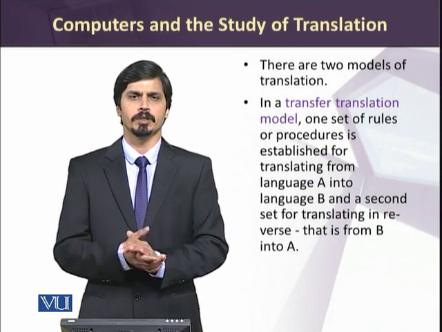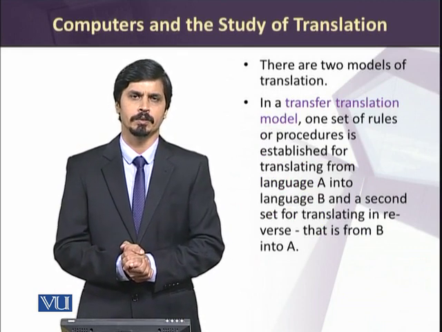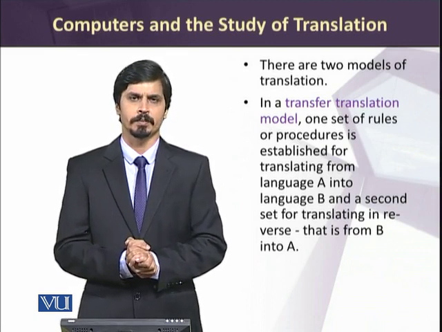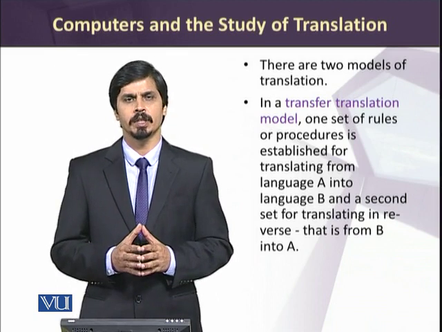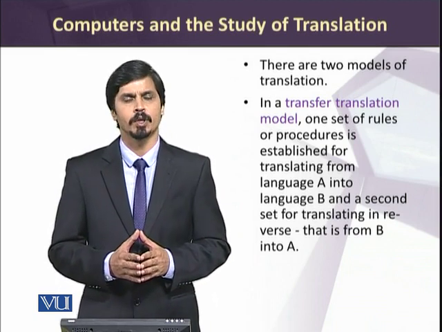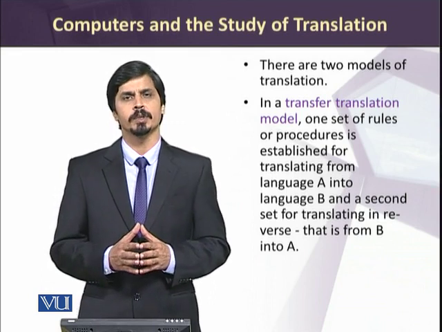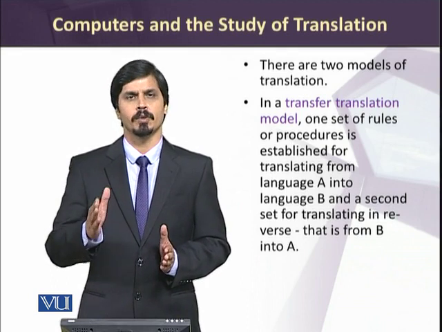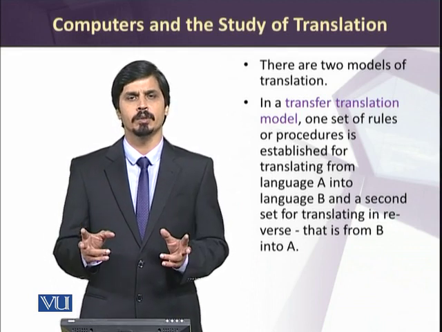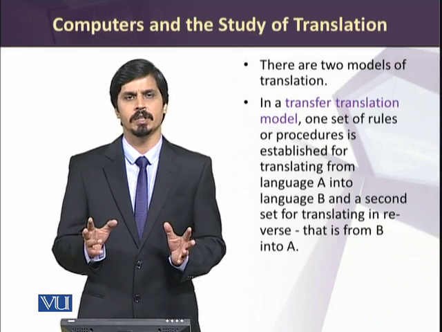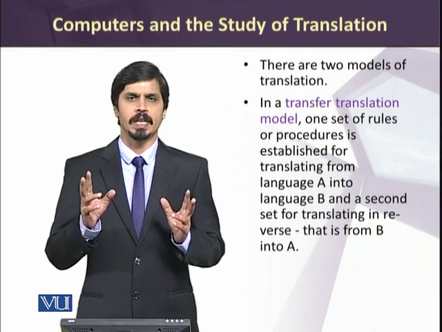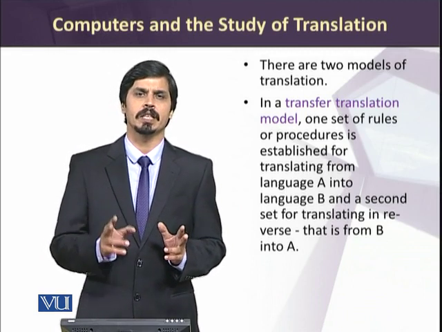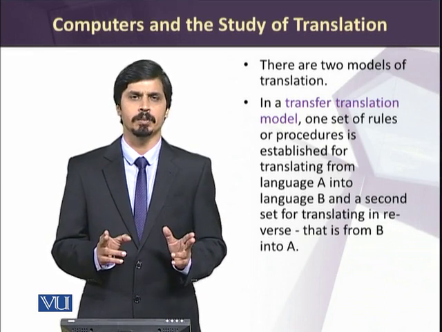Usually there are two models of translation which are followed for some kind of computer based or machine translation. Simply speaking, the first model is the transfer translation model, in which one set of rules or procedures is prepared for translation from language A to B. For example, we have two languages A and B, and we have to translate from A to B. So we will have a set of procedures for the translation from A to B, and then we have another set for the reverse translation from B to A.